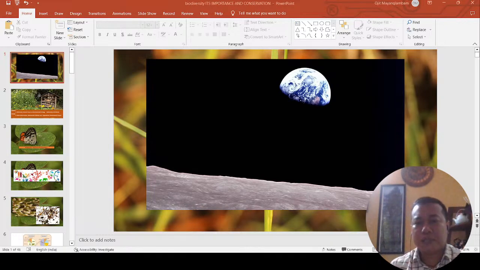So this is one explanation. If the island is far away, it has less diversity, and if the island is nearer, it will have more diversity.